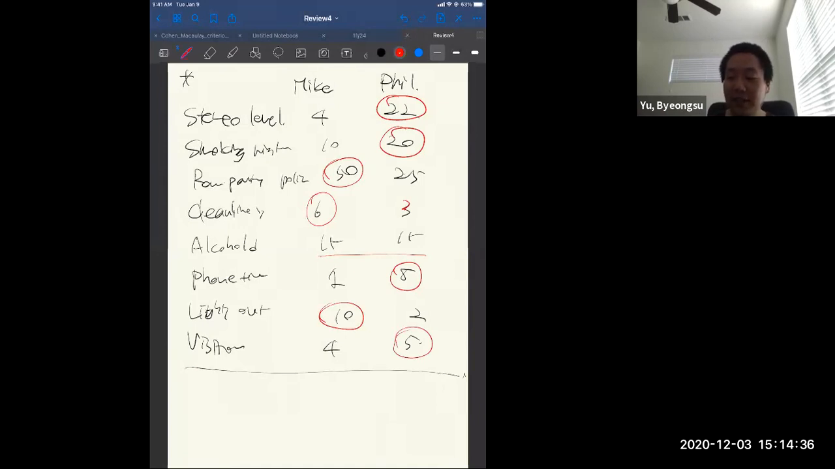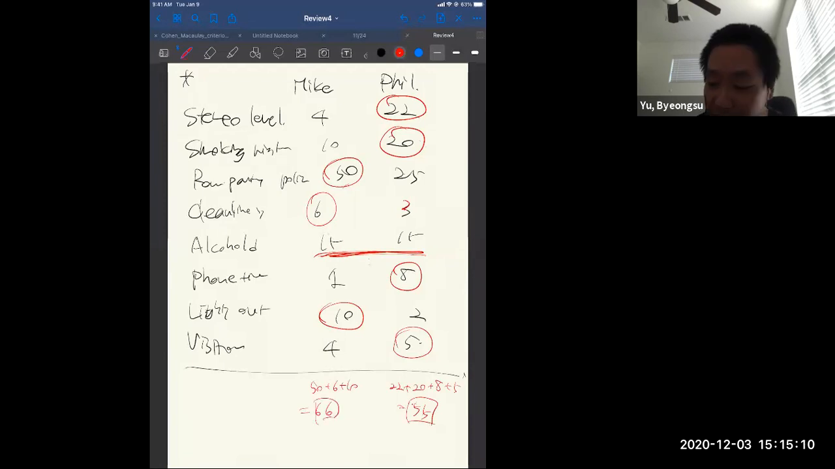So if you see such a tie case, then just put it there and add all other things first. If you add all other things, what Mike got is 50 plus 6 plus 10, which is 66, right? And if you add all the points Phil got, it is 20 plus 22 plus 20 plus 8 plus 5, so it is 55, right? So here, without this alcohol issue, Phil is the loser, right? So in that case, this tied case will go to the initial loser. So this 15 should be added to Phil. So Phil got 70. So now Phil is the initial winner.